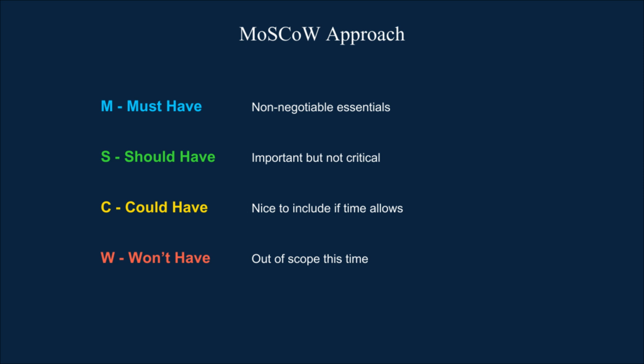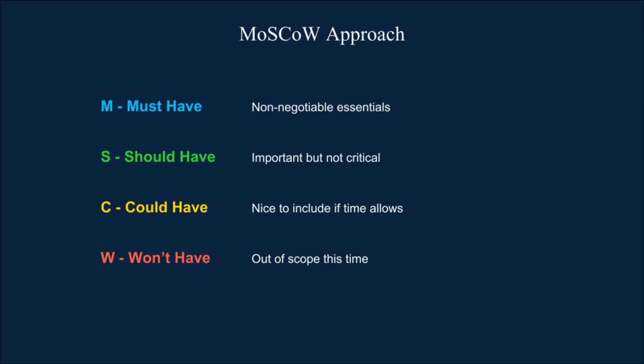The next one is talking about should have. These are important but not critical for Go Live. They add a significant value, but you can still launch without them. For example, fingerprint authentication. It is great for user experience, but if it is missing in version 1, customers can still use the application with the password. Hence, these are should have functionalities.